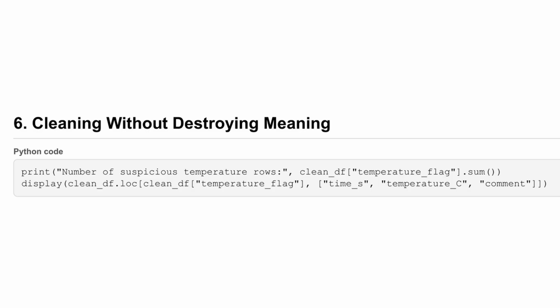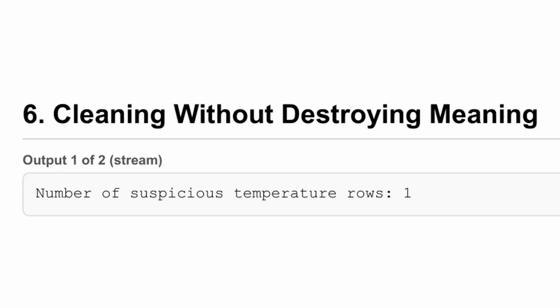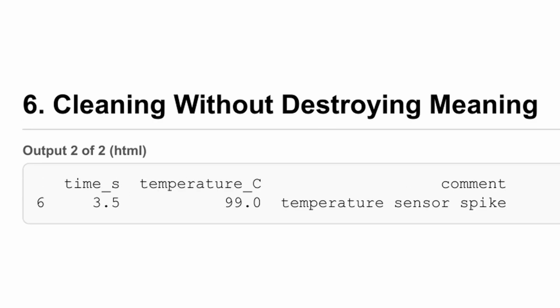To verify our cleaning logic, we write a quick print statement to isolate and display only the rows where the temperature flag was triggered. The output confirms that exactly one row was flagged as having a suspicious temperature. And here is that specific row. The spike occurred at 3.5 seconds, matching the sensor error we identified during our initial visual inspection.